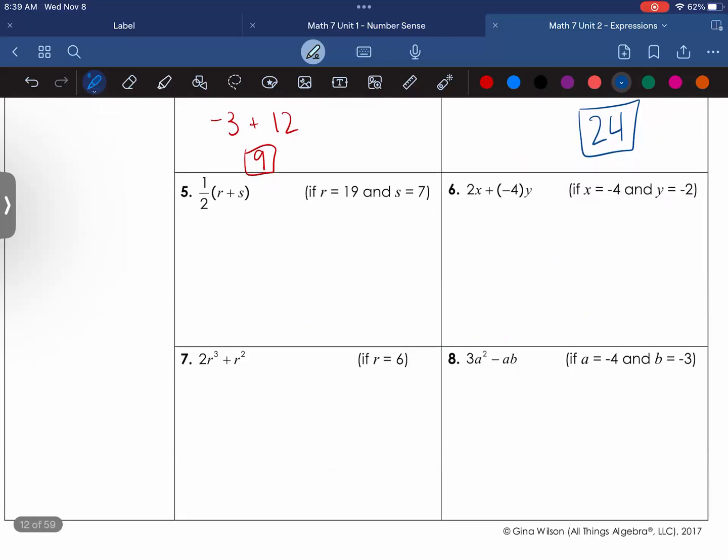Okay, moving on. I want you to pause again and pick a couple problems to do, at least 2 of these ones right here, and then play the video to get to see the correct answers.